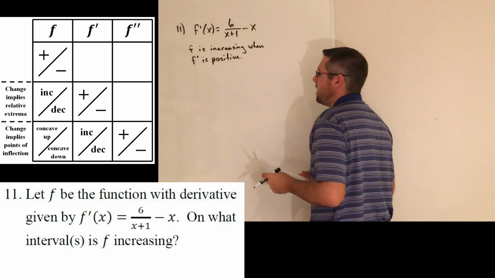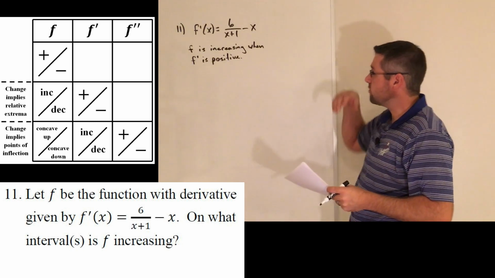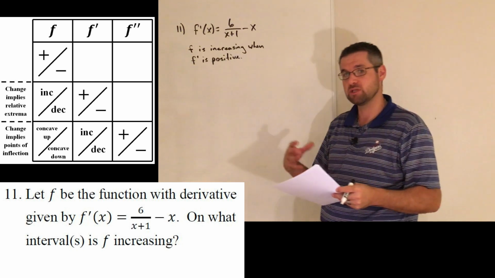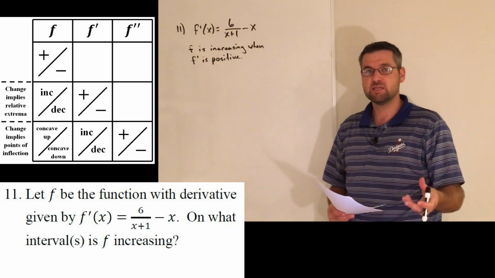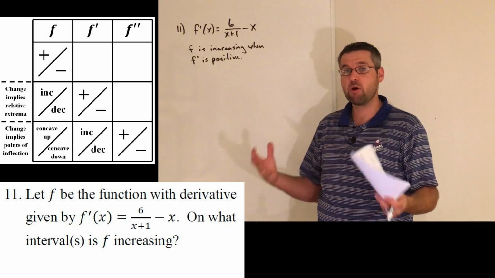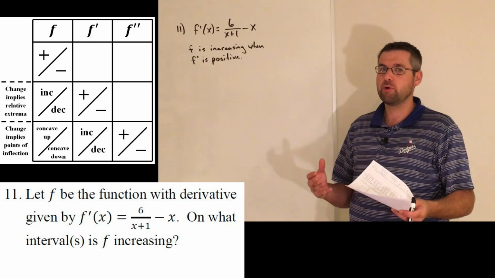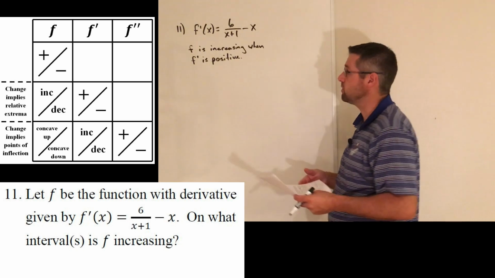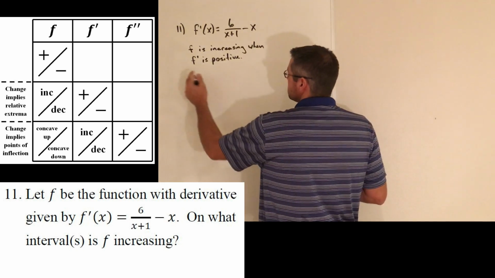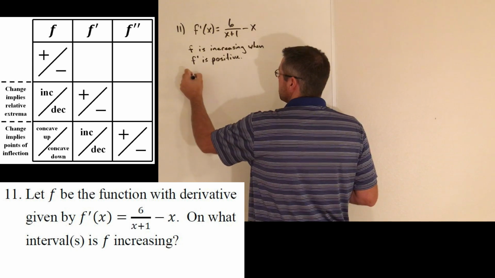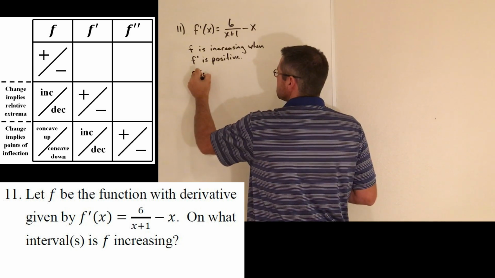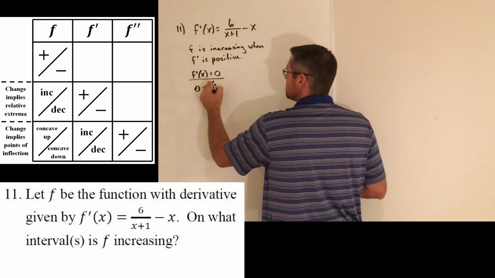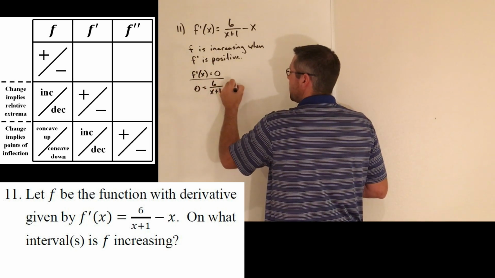To determine when f prime is positive, the first thing we have to do is look at the derivative and see when the derivative is equal to 0, when the derivative does not exist, and at endpoints. So we're looking for our critical points, because our critical points show possibilities for where the function could change direction. So the first thing we're going to do is set f prime of x equal to 0. 0 equals 6 over x plus 1 minus x.